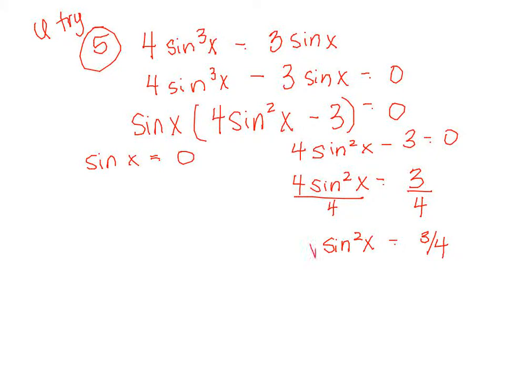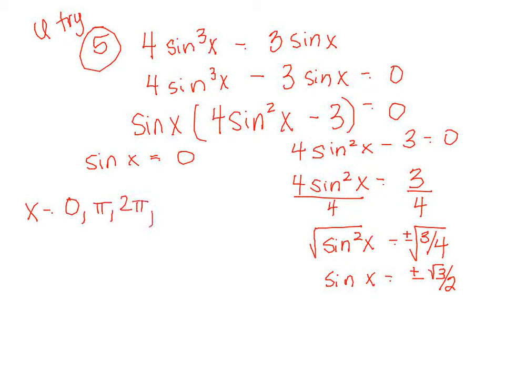Take the square root. And when we take the square root, we get plus or minus. So we have sine of x is either positive or negative square root of 3 over, what is the square root of 4? 2. So these are the things we're looking for. Where is sine 0? Sine is 0 at 0, pi, and 2 pi. I think we've already done that one.